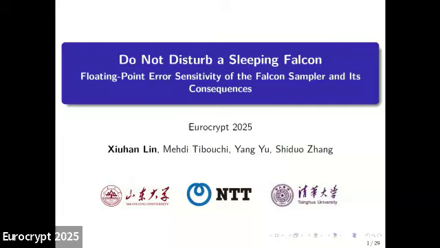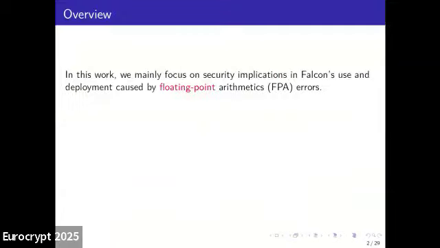Oh, hello, everyone. The title of our paper is "Do Not Disturb a Sleeping Falcon: Floating Point Error Sensitivity of the Falcon Sampler and Its Consequences." This is joint work with Mehdi Tibouchi, Yang Yu, and Shiduo Zhang. I'm Xiuhan Lin from Shandong University.